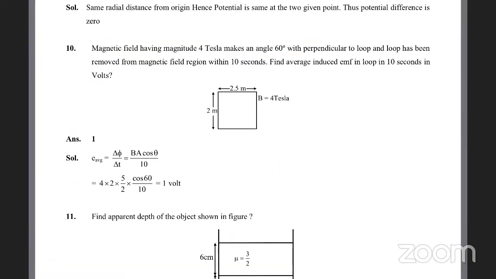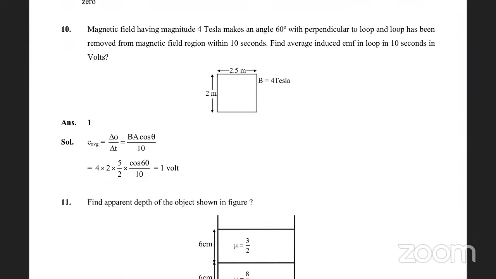Now look at this one. This 10th problem is based on Faraday's second law. Faraday's law says that the EMF induced is equal to minus d phi by dt, the rate of change of magnetic flux.